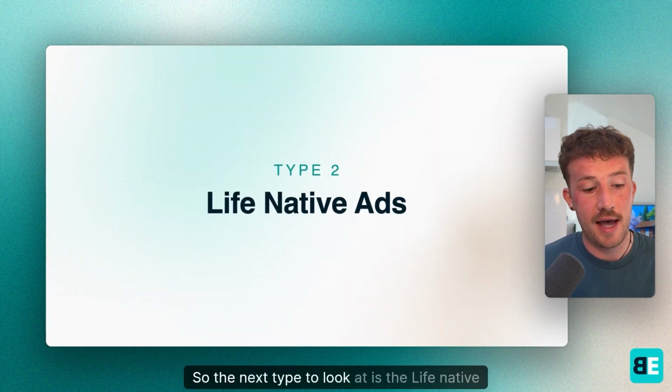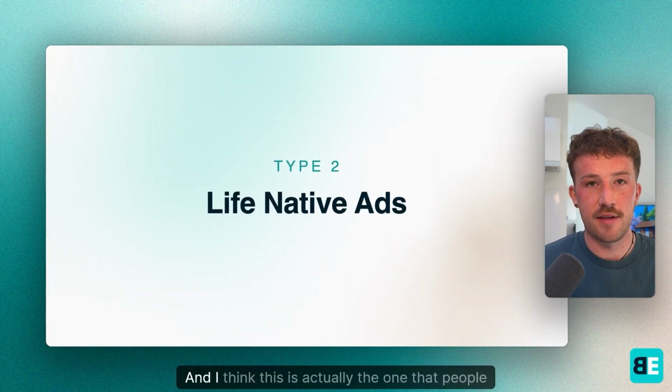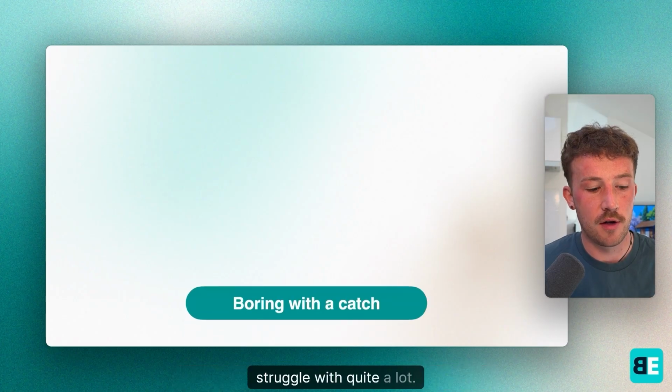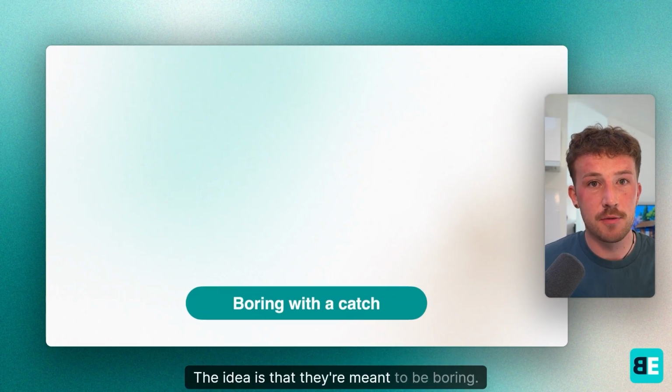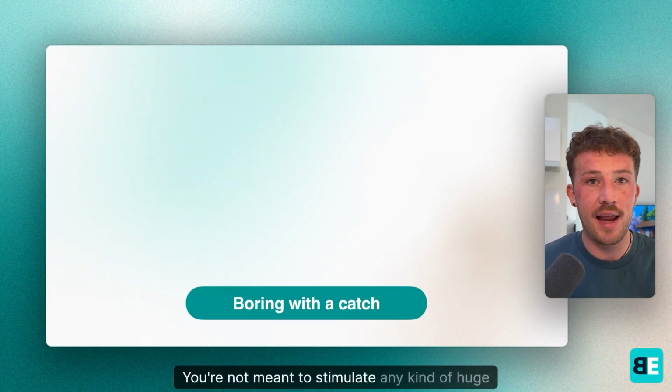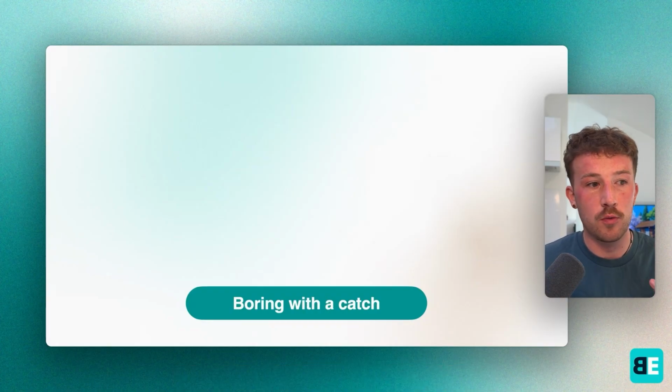So the next type to look at is the life native image ads, and I think this is actually the one that people struggle with quite a lot. The idea is that they're meant to be boring. You're not meant to stimulate any kind of huge emotional reaction.